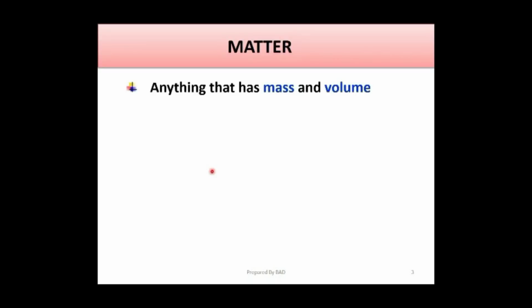Okay, so what is matter? Matter is anything that has mass and volume, meaning anything including living things or non-living things. So if any matter, substance, or whatever has mass and volume, we can classify it as matter.